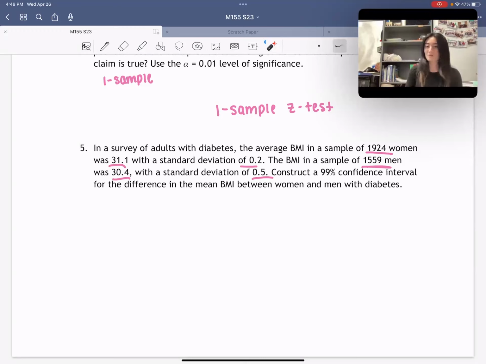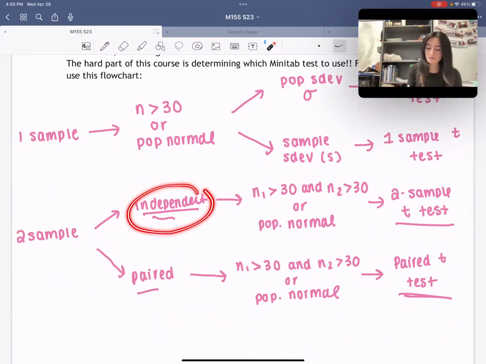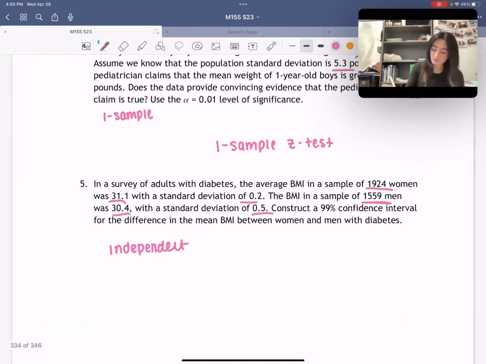Another hint that this is independent sampling and not paired sampling is to look at the sample sizes. We have 1924 people in the first sample and 1559 people in the second sample. Whenever you have paired sampling, the sample sizes always have to be the same. So if the sample sizes are different, that's our big hint that this is independent sampling and not paired sampling. So this is definitely independent sampling. Let's see which Minitab test we have to use here. It says if we have independent samples, we're using the two-sample t-test. So the answer for number 5 is two-sample t-test.